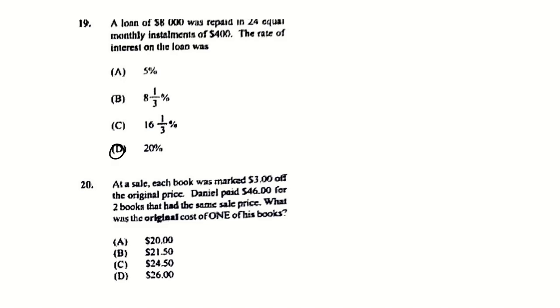They said at a sale, each book was marked at $3 off the original price. Daniel paid $46 for two books that had the same sale price. What was the original cost of one book? They want to know what was the original cost?